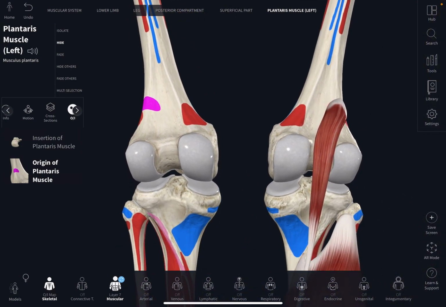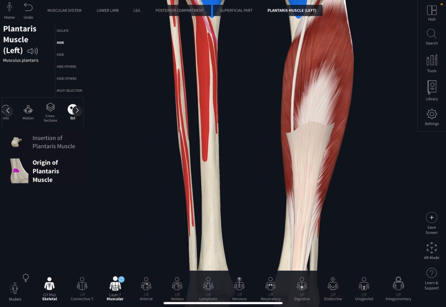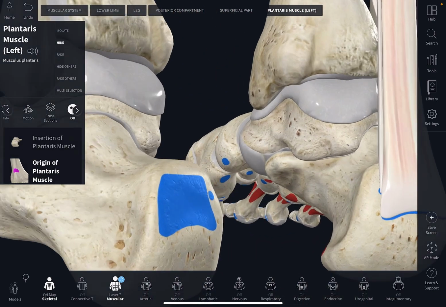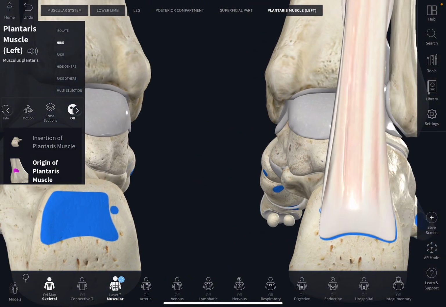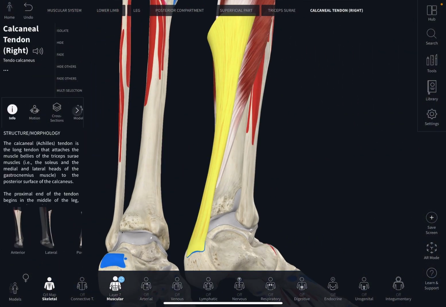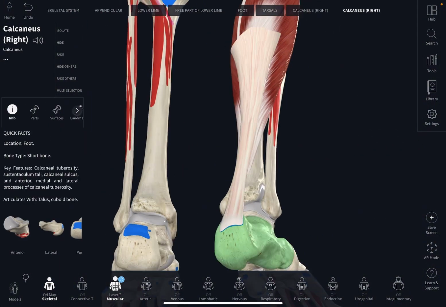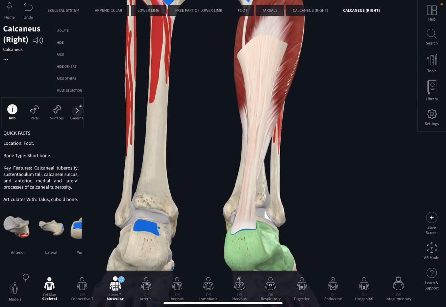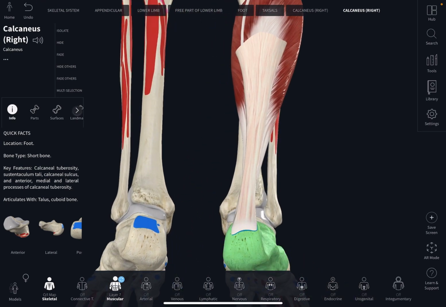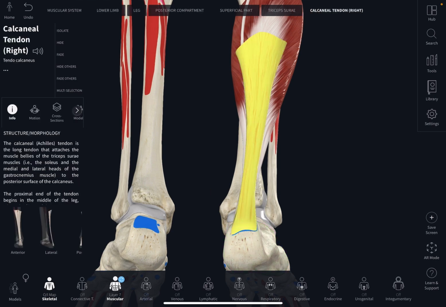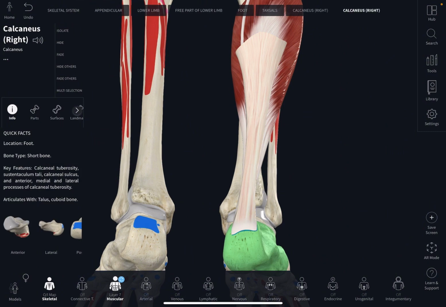And it's going to insert itself pretty close to the calcaneal tendon, just a little bit off to the side right there. Oh yeah, this is the calcaneal tendon, Achilles tendon, and this is the calcaneus bone that it's attaching to. So just a refresher, the soleus and the gastrocnemius both come together to form the calcaneal tendon, and it is going to insert itself to the posterior surface of the calcaneus.